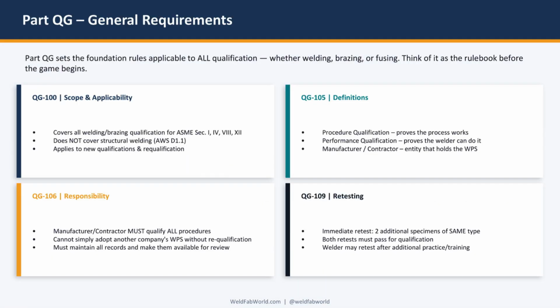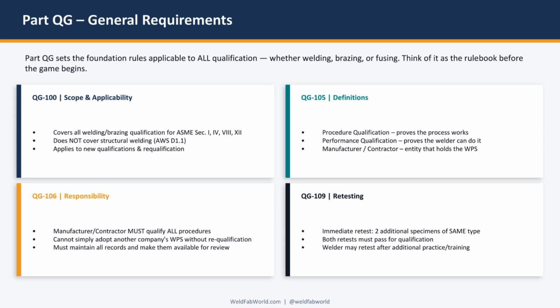Part QG is the rulebook. Before you talk procedures and welder tests, understand these foundations. QG-100, Scope. This code applies to any fabricator under ASME Section I, IV, VIII, or XII. If your vessel is built to Section VIII Division 1, which covers the majority of unfired pressure vessels, Section IX applies to every single weld you make.